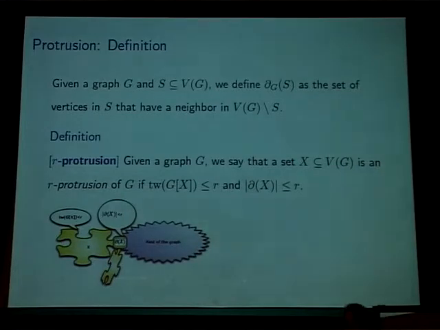For example, the simplest example of a protrusion is if I have just a vertex of degree 1 hanging in a graph. This is a protrusion, right? Because this one vertex has treewidth 0, constant, and also it's connected to the remaining graph via one vertex.